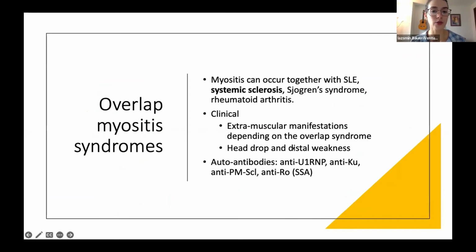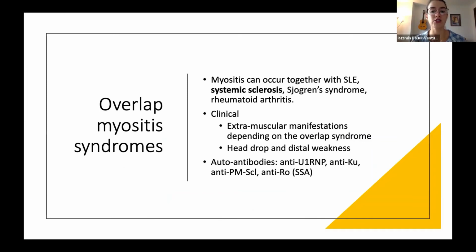Overlap myositis syndrome. So myositis can happen as a manifestation of many other autoimmune systemic diseases. Systemic sclerosis is particularly more common, and these patients can have a quite difficult, quite grim prognosis sometimes. The extramuscular manifestations, again, depend on what kind of associated myositis overlap syndrome you have.